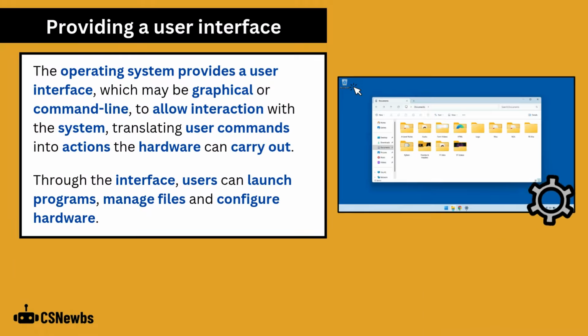One function of the operating system is to provide a user interface. This is commonly graphical in a GUI or command line, which is text-based commands. This is used to allow interaction with the system, translating user commands into actions the hardware can carry out. Through the interface, users can launch programs, manage files, and configure hardware settings.